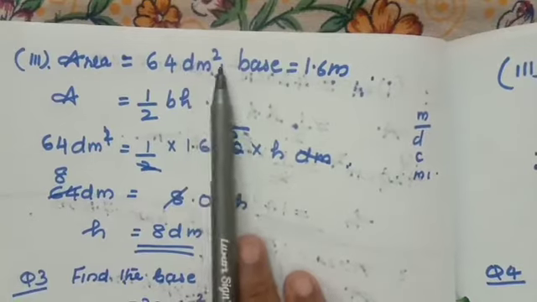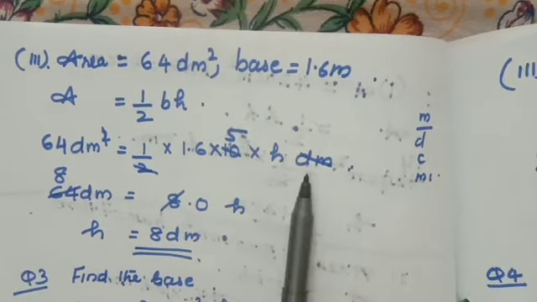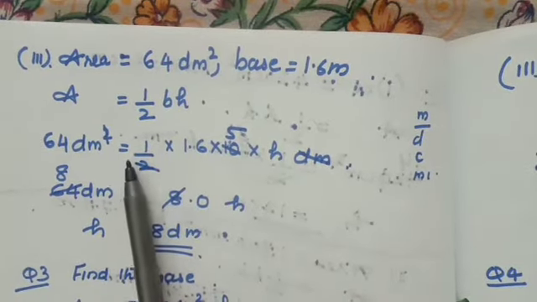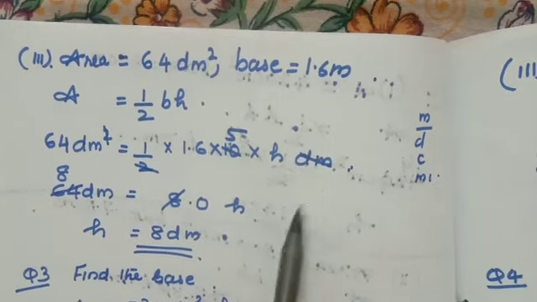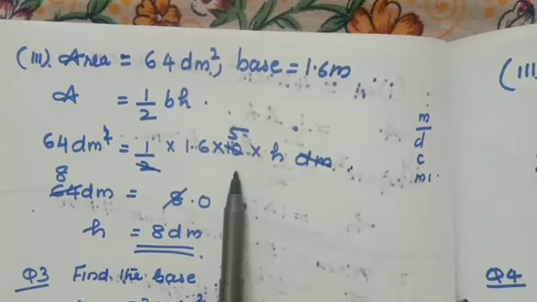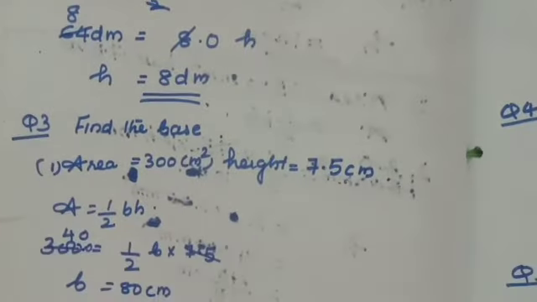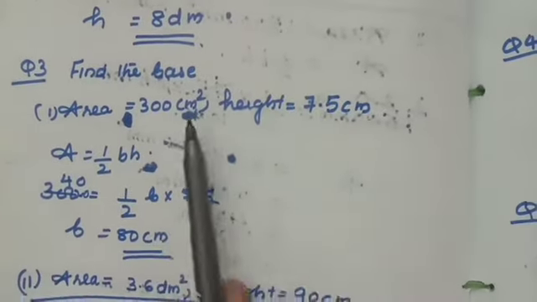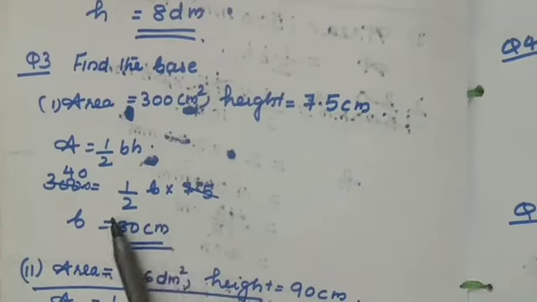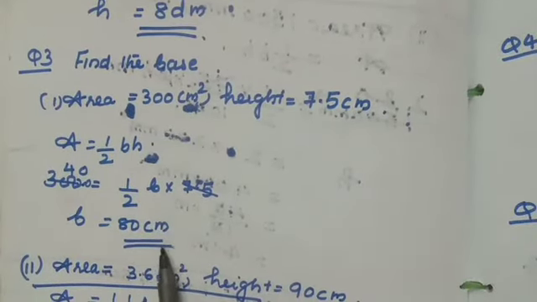Next, third one, area and base given, you have to find out the height. One is in decimeter square, one is in meter, you have to convert to decimeter only. Base in decimeter, how will you convert? Multiply by 10. Then 8 dm. Question number 3, find the base, area and height. Same problem only, half base into height. You have to put the value, you will get the answer.